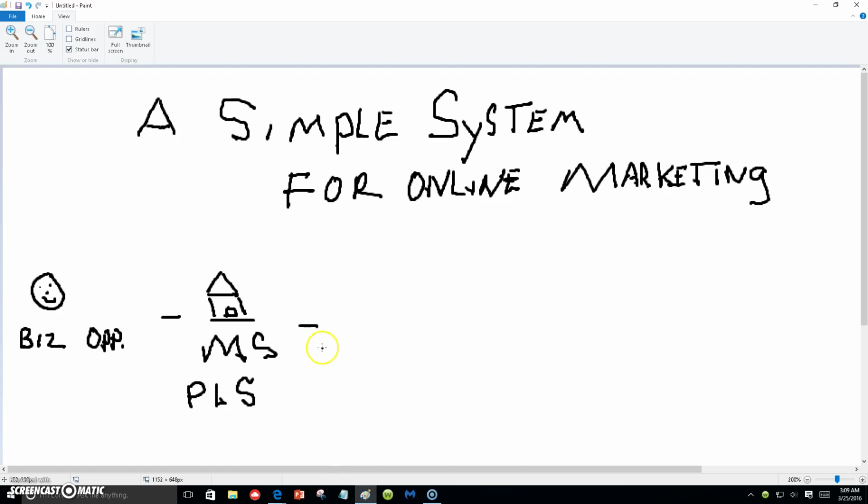And right here, after you join up with Power Lead System, inside of Power Lead System you're going to get all the marketing tools that you need to promote your business online. In other words, you need people to see your business opportunity, so you're going to need capture pages. Capture pages is where a person will put in their information to get more information about what you are promoting. And you have numerous templates that you can use in the Power Lead System to promote any business that you are promoting online.